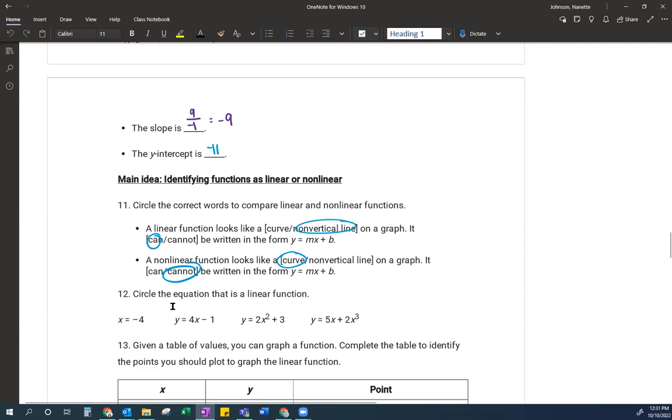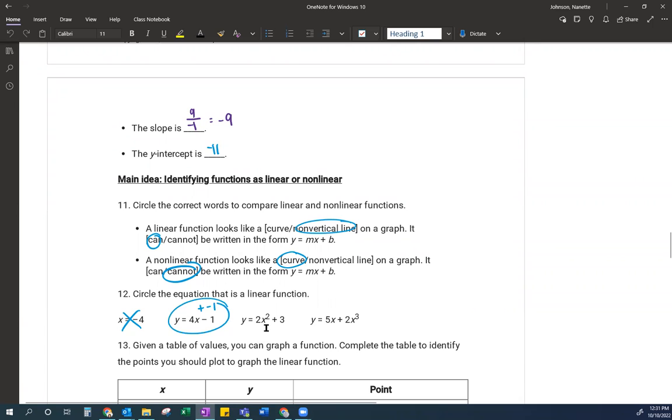So here they say circle the equation that is a linear function. So I'm looking for y equals mx plus b. Do you look like y equals mx plus b? No. Do you look like y equals mx plus b? Y equals mx... Ms. Johnson, isn't it supposed to be a plus? Yeah, but I could rewrite this so it says plus -1, and it's still the same thing, right? So yeah, this is correct.